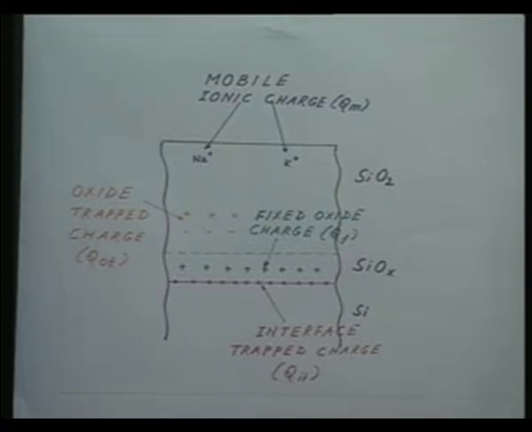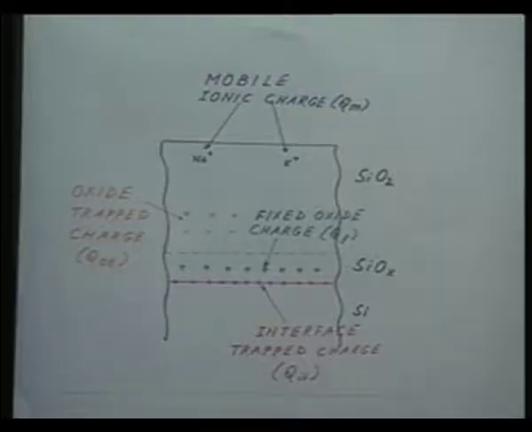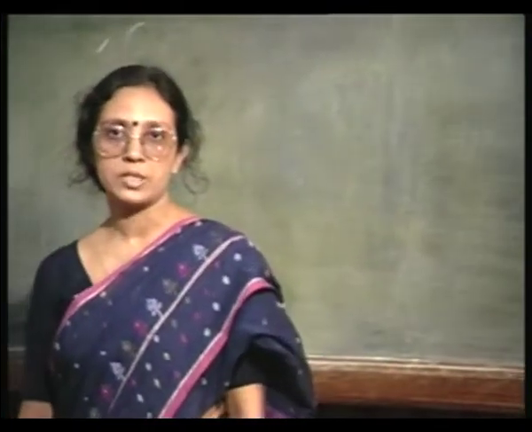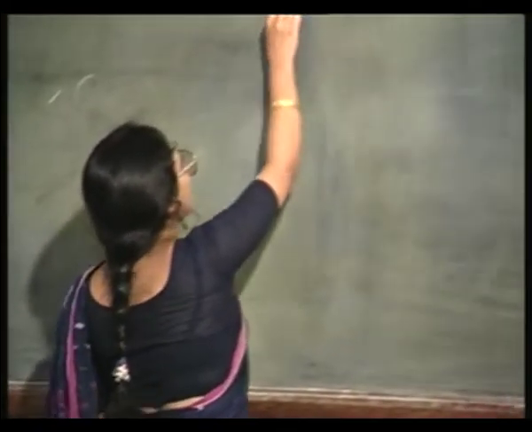Since these charges are free to move, it is easy to understand that whenever a gate voltage is applied, depending on the polarity and magnitude of the gate voltage, these ions will move towards the metal gate or move inside towards the silicon dioxide interface, and in the process it will affect the device performance. So, it is very important to reduce the mobile ionic contamination, and one very interesting way to remove or fix this mobile ionic impurity is by doing chlorine oxidation.